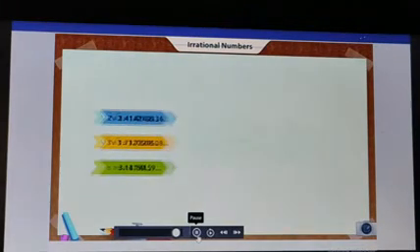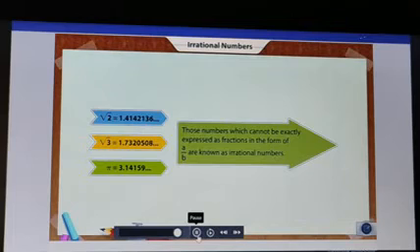Therefore, those numbers which cannot be exactly expressed as fractions in the form of a upon b are known as irrational numbers. Though in case of pi, pi is basically circumference upon diameter, which is in the form of rationals only. That is, circumference upon diameter is a upon b. So pi is initiated as a rational number, but the value goes as an irrational number.